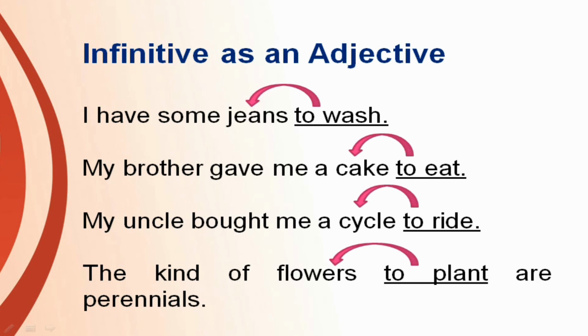The kind of flowers to plant are perennials. In this sentence, to plant tells something about the flowers, what kind of flowers, and it is an adjective, and this adjective is made up of two words, to plus verb first form. That's why I call it an infinitive verb, and this infinitive verb functions as an adjective and tells something about the noun flowers. In this slide, I explained how an infinitive functions as an adjective.